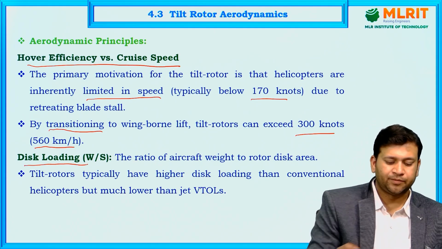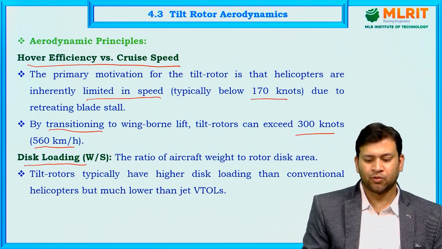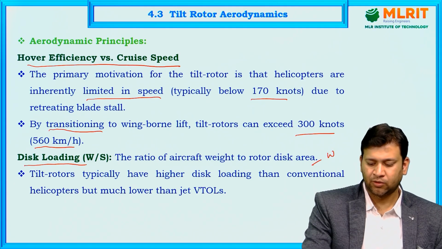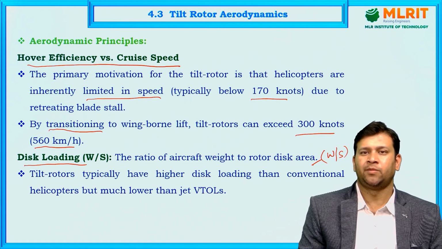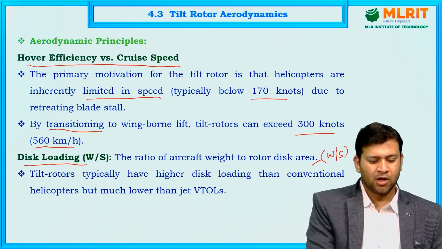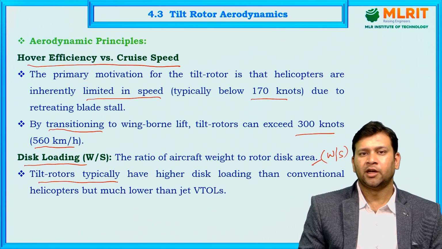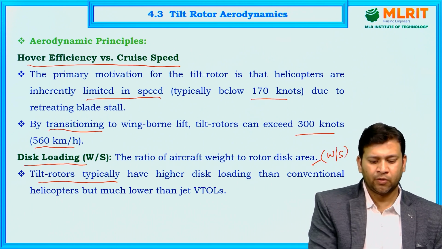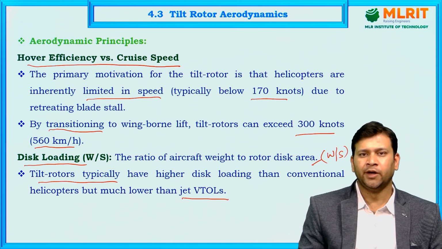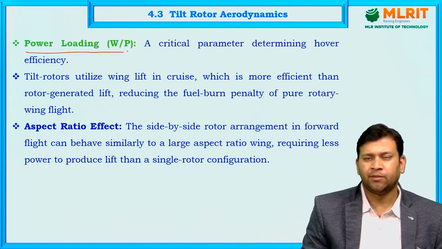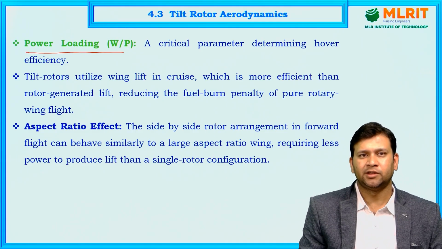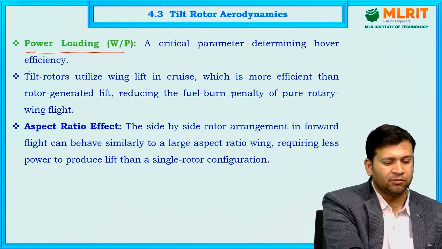Disc loading: the ratio of aircraft weight to rotor disc area is disc loading. W is the aircraft weight and S is representing the rotor disc area. Tilt rotors typically have higher disc loading than conventional helicopters, but much lower than jet VTOLs. VTOLs are vertical takeoff and landings. Power loading: it's a critical parameter determining how efficiency is being judged there.